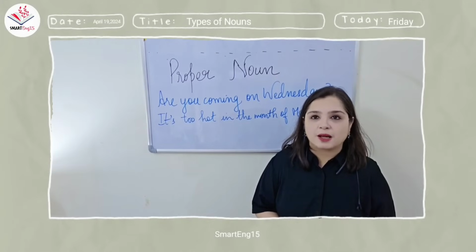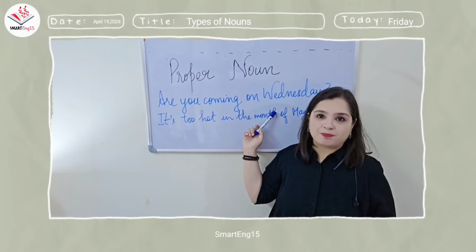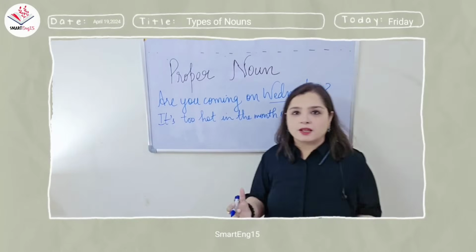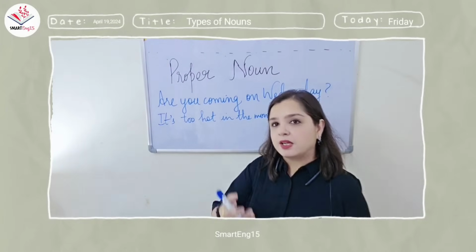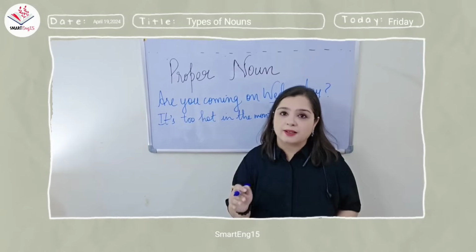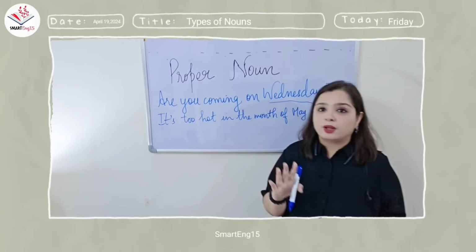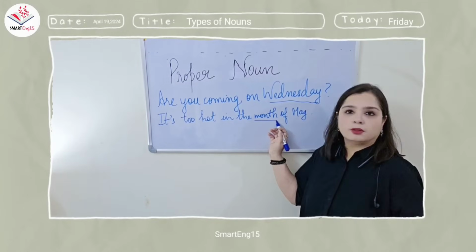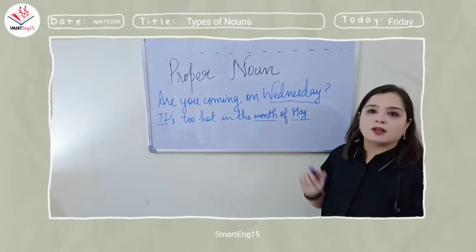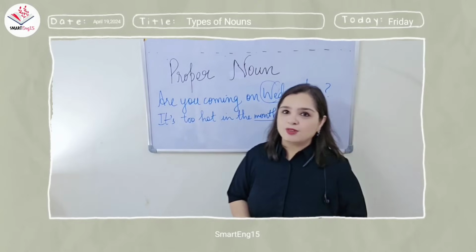Let's take a few more examples about the proper noun. This is the first sentence. Are you coming on Wednesday? So you see, Wednesday is a specific day. There are many days: Monday, Tuesday, Wednesday, Thursday, Friday, Saturday, 7 days in a week. So days are common, but if I talk about a particular day, that is Wednesday, it's proper. It's too hot in the month of May. There are 12 months. So month is common. But if I'm talking about a specific month, that is the month of May, that is a proper noun. You have to write both of them in capital. So it's all about proper noun.